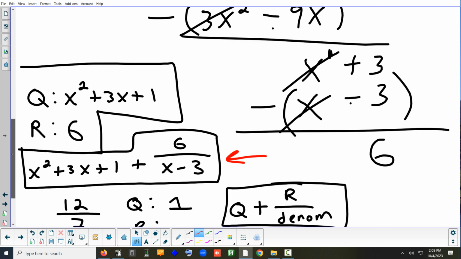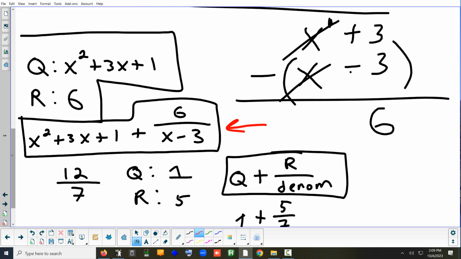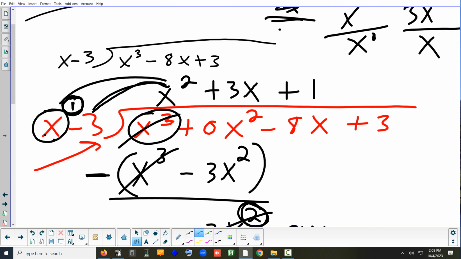Now, because we got a remainder of 6, what does that mean about x minus 3? Think about what we said earlier. We just tried to divide x minus 3 into something, and we got a remainder of 6. What does that mean about it?